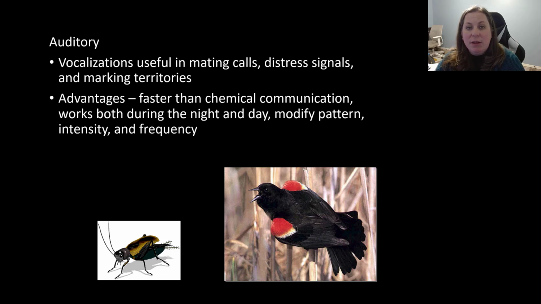Now, advantages when we look at auditory is that they're faster than chemical communication. It works, though, again, both day and night. But one thing that's cool about auditory types of communication is the patterns of it can be modified, and the intensity can be changed, or the frequency.